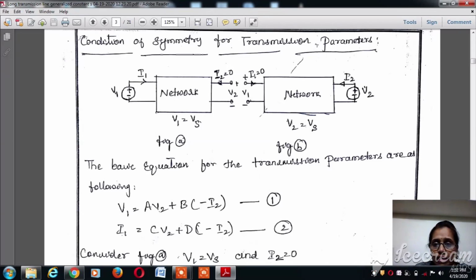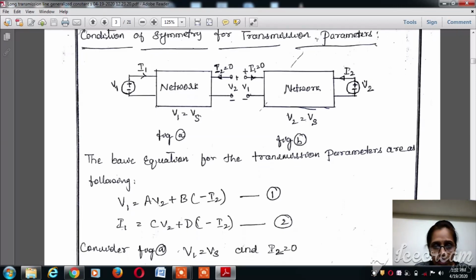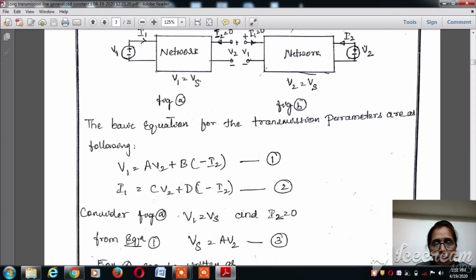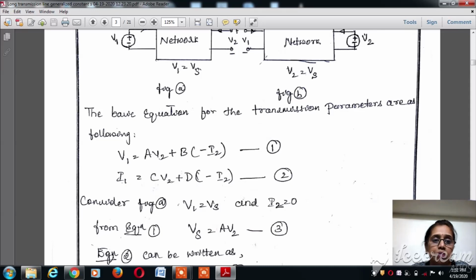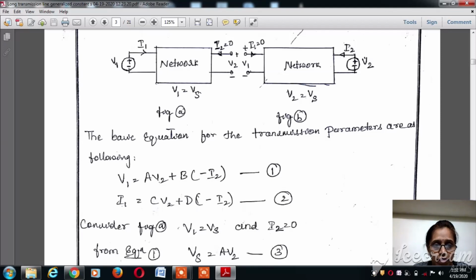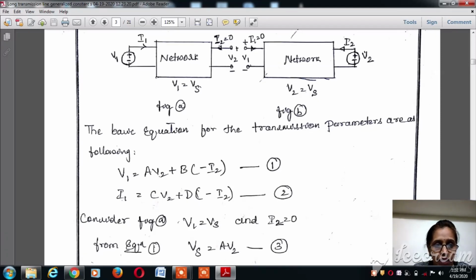So here V2 is equal to Vs, whereas in figure A, V1 is the sending end voltage, and here V2 is the sending end voltage. Now let us see how exactly the symmetrical condition exists for a four terminal network. From figure A and figure B, let's consider the basic equation for the transmission parameters that can be written in terms of terminal parameters. V1 is equal to A into V2 plus B into minus I2, because the current is assumed to be flowing into the network. Let us keep this as equation 1.